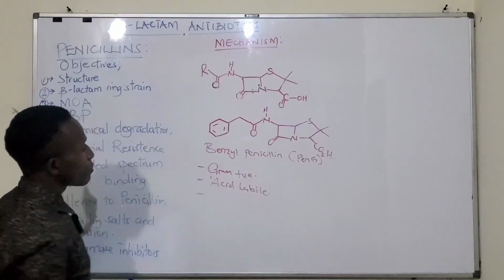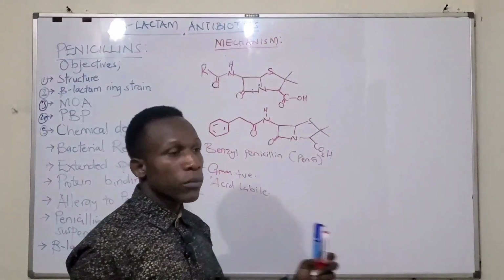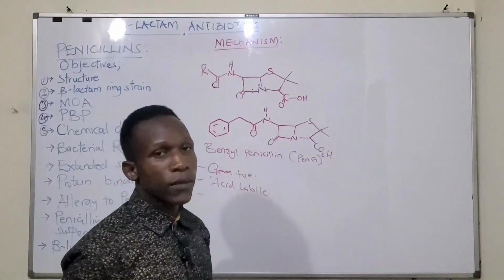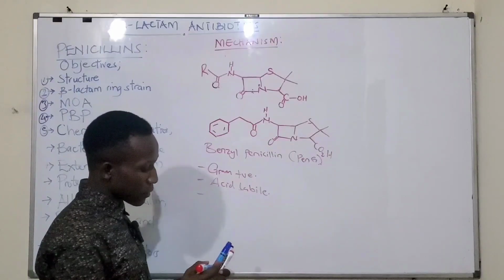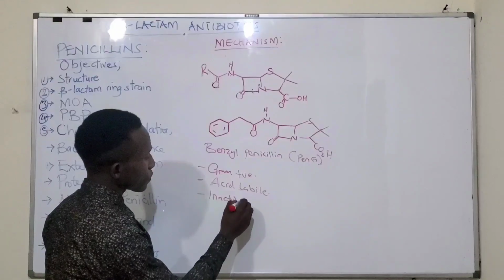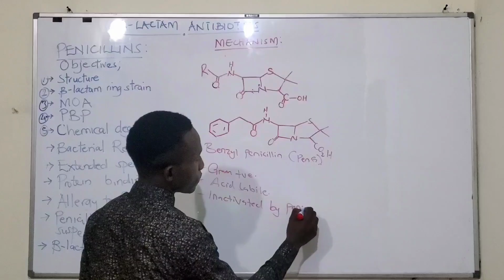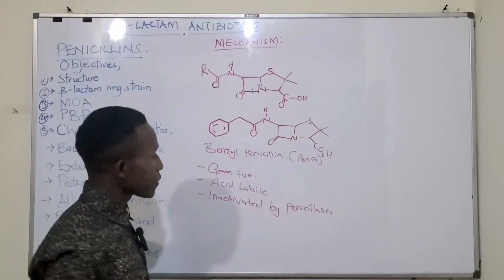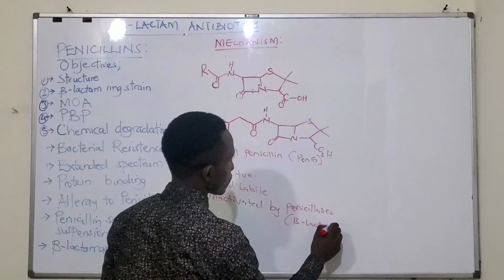Also, it is inactivated by those bacteria which produce beta-lactamases, those gram-positive bacteria, for example, Staphylococcus aureus, and those gram-negative bacilli which produce penicillinases. So, inactivated by penicillinases or beta-lactamases. You can call them beta-lactamases.